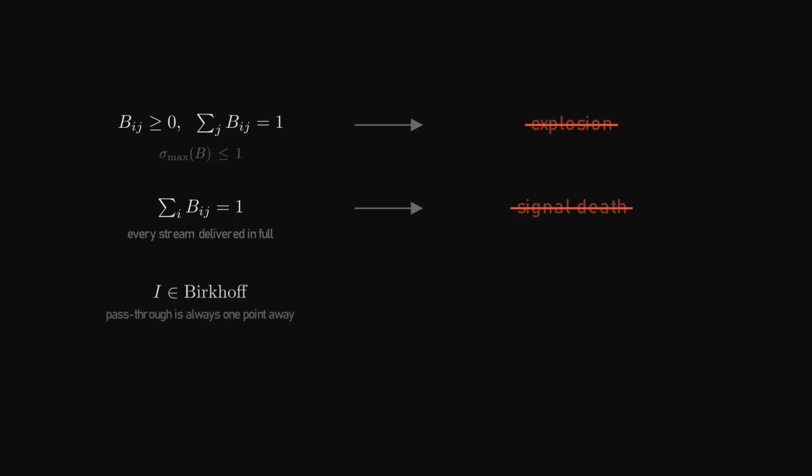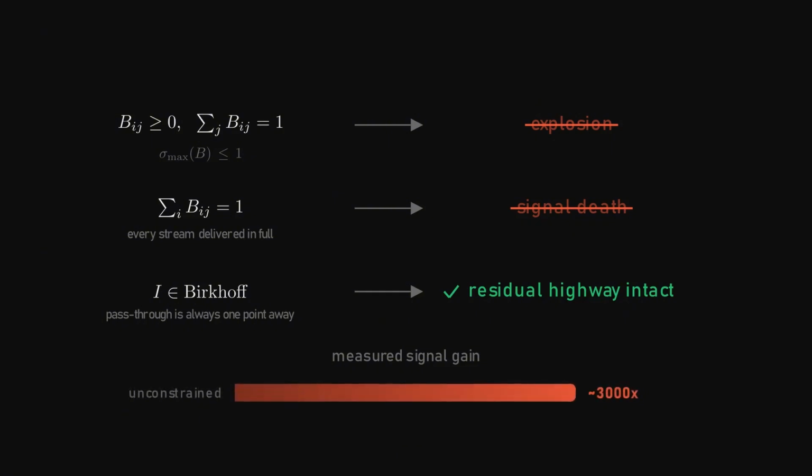Look what those 3 rules buy. Rows that sum to 1 with nothing negative make every output a weighted average, and averages can't blow up. The largest singular value is pinned at or below 1, so explosion is gone. Columns that sum to 1 mean every stream's mass is delivered somewhere in full, nothing photocopied, nothing shredded. And the identity matrix sits exactly on the surface, so the clean residual highway is always 1 point away. The paper measured it: unconstrained signals amplified about 3000-fold, on the manifold 1.6.